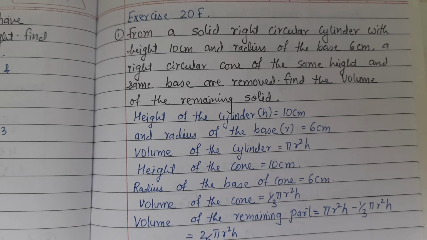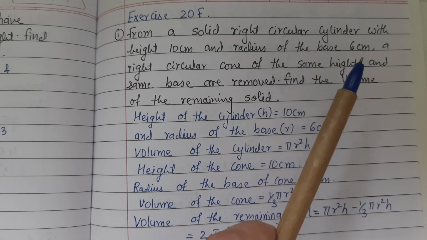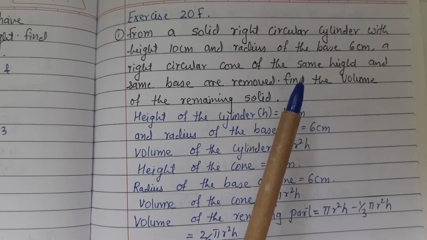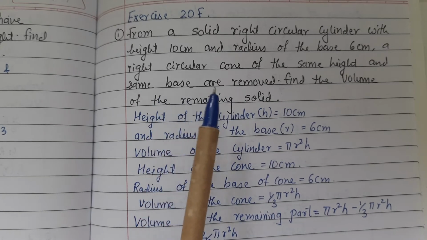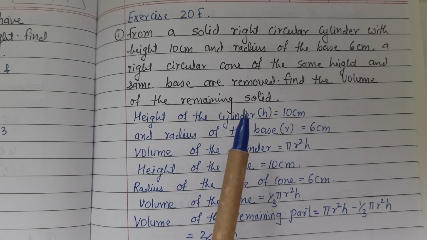From a solid right circular cylinder with height 10 cm and radius of base 6 cm, a right circular cone of same height and same base is removed. Find the volume of the remaining solid.